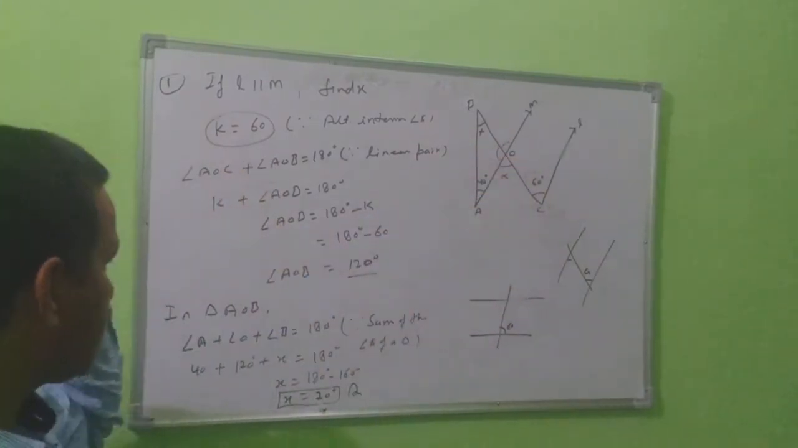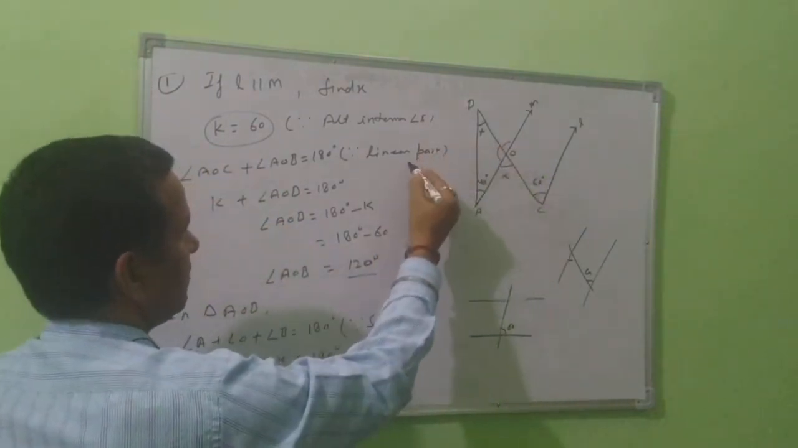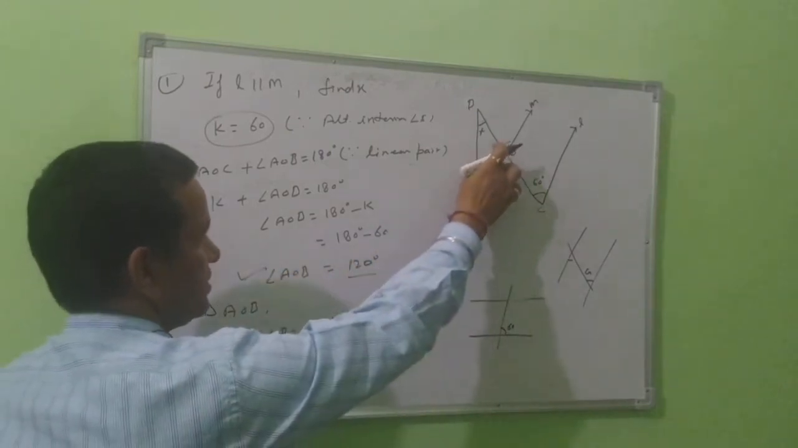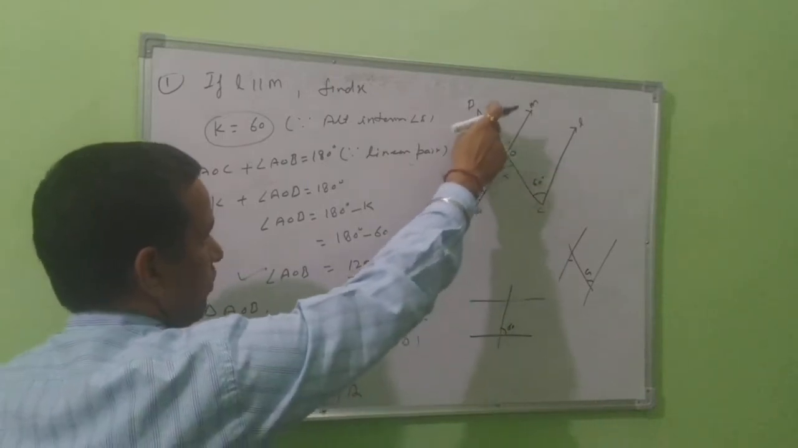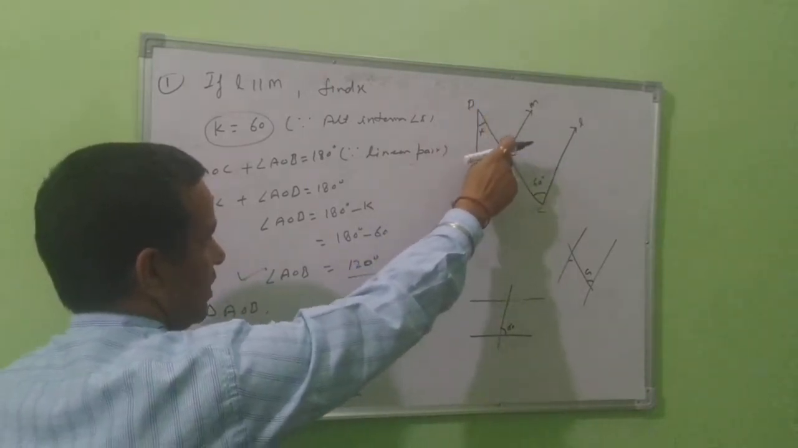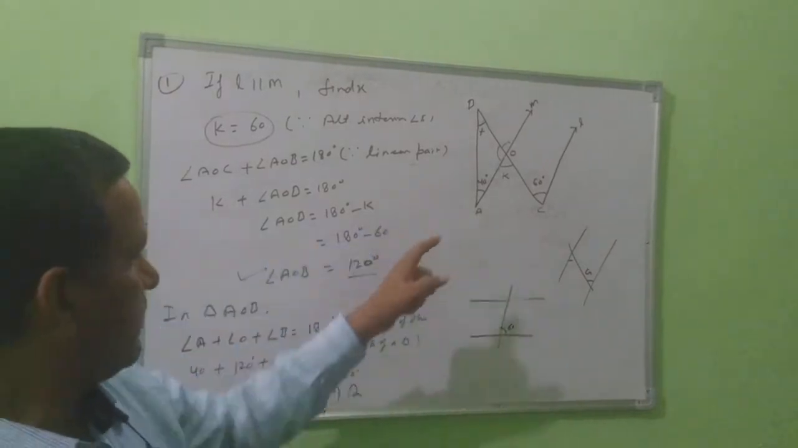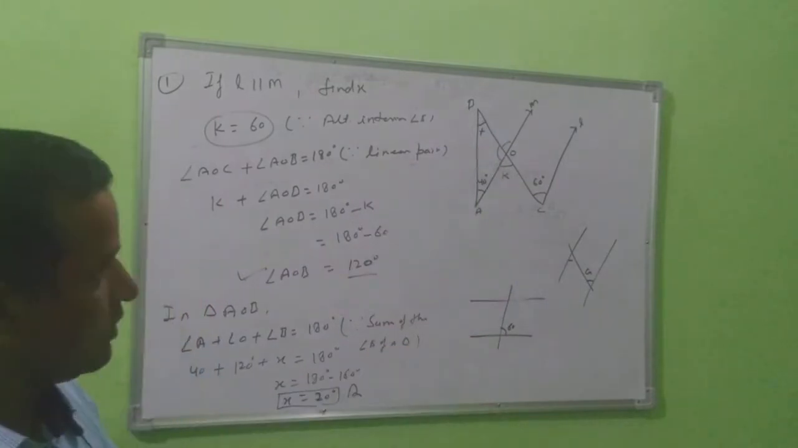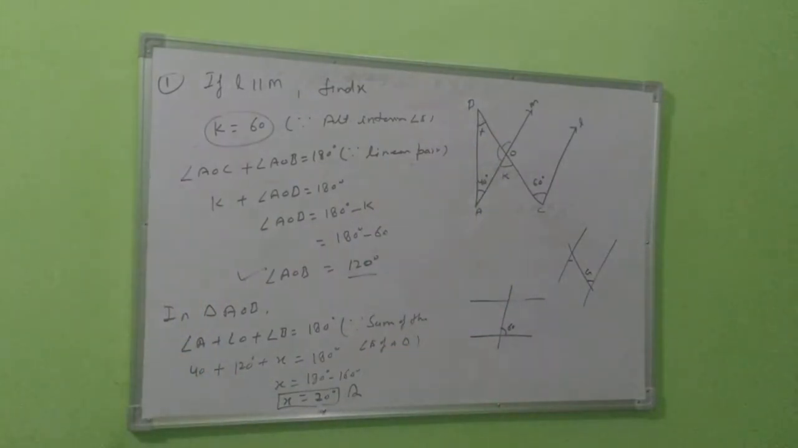I am using this track. The value of K is already found, then using this and this angle as a linear pair and solving, you get angle AOB. After that, in triangle AOB, angle A plus angle O plus angle X total equals 180 degrees. When you solve this, you get the value of angle X. So now note down the next question.